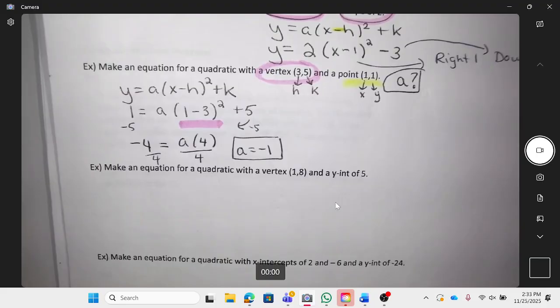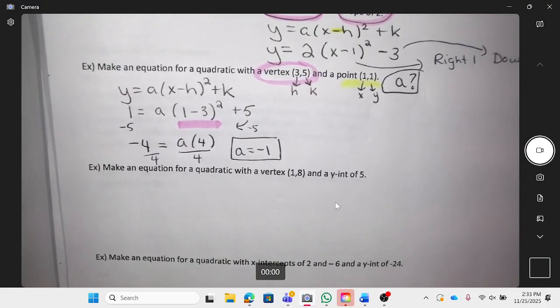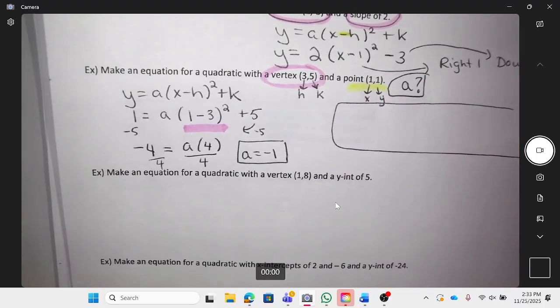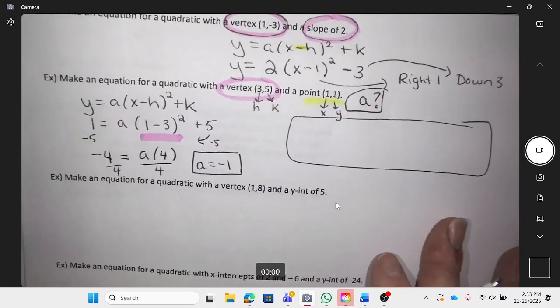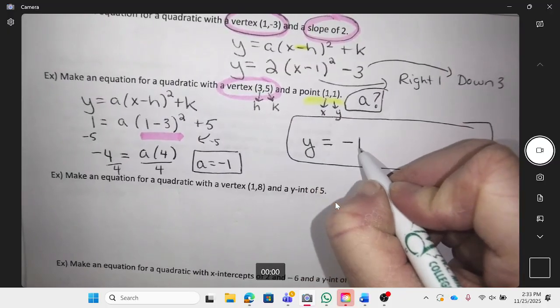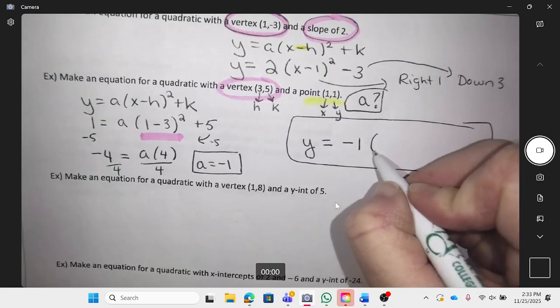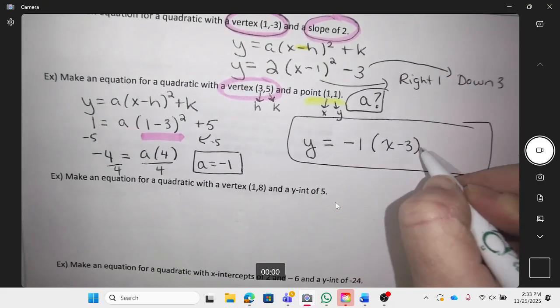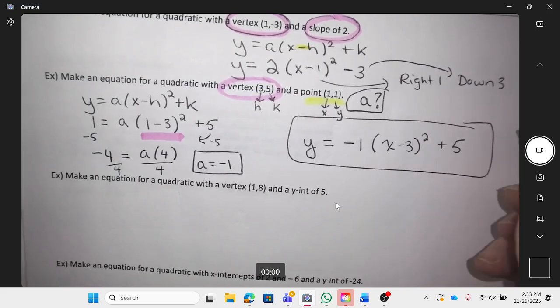Okay, so now you have to write the equation. How do you write the equation? How would you type it into your calculator? Y equals -1 bracket x subtract 3 squared plus 5.